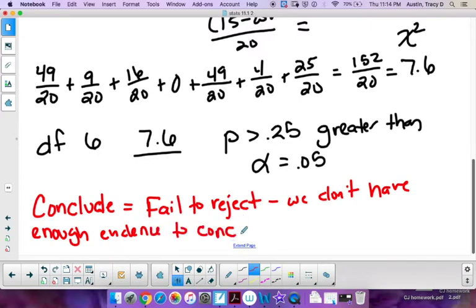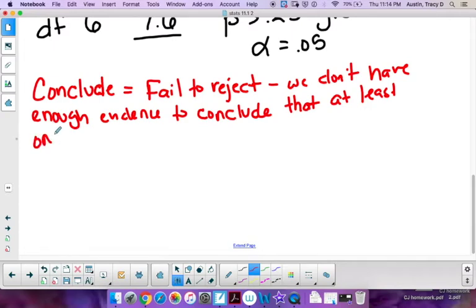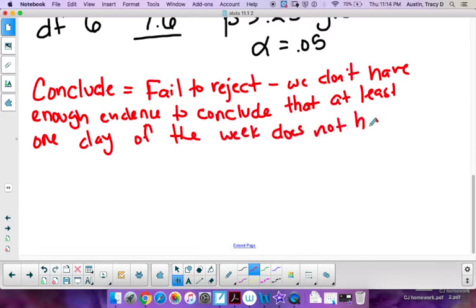And what is the alternative in this case? To conclude that at least one day of the week does not have equal births. That is pretty much how we wrote the alternative yesterday. And that's how we write it. You literally go back to your alternative like you're supposed to.